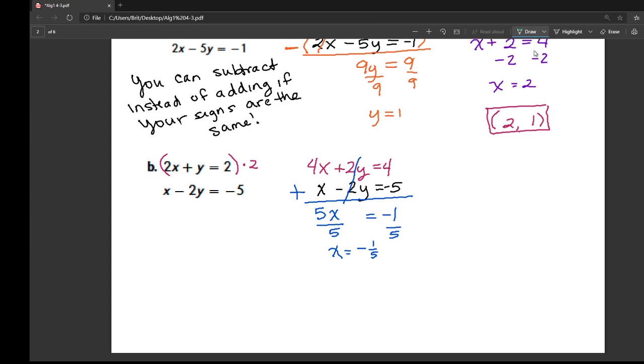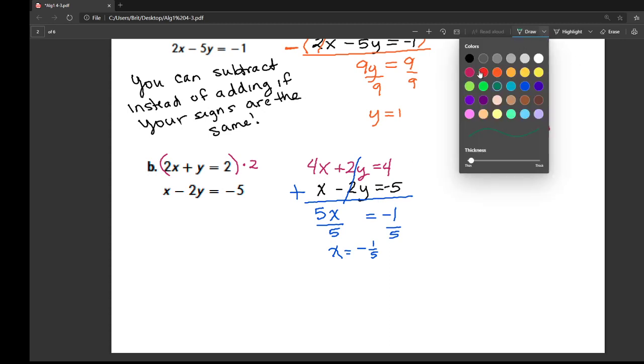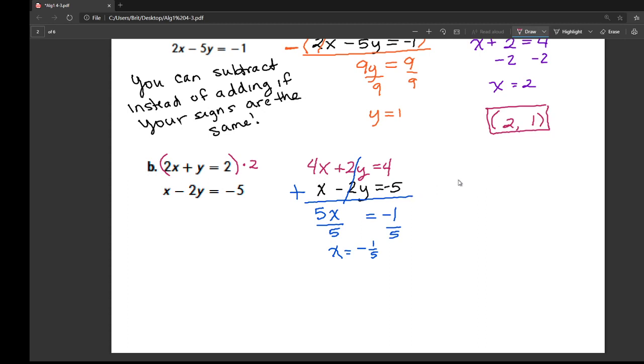Alright, so I'm going to choose to plug in that negative 1/5 into the original red equation. It doesn't matter which one you choose, just so long as you do it, okay? So 2 times negative 1/5 is negative 2/5. And since this is in fifths, I'm going to go ahead and convert this 2 right away. If I multiply 2 times 5/5, I get that common denominator of 5. So then I'm going to add 2/5 to each side, and I get y is equal to 12/5.